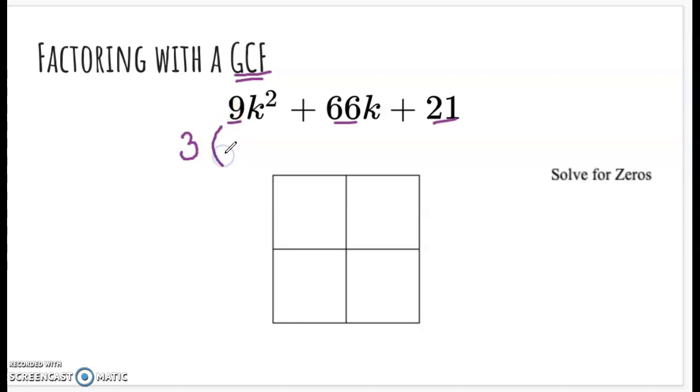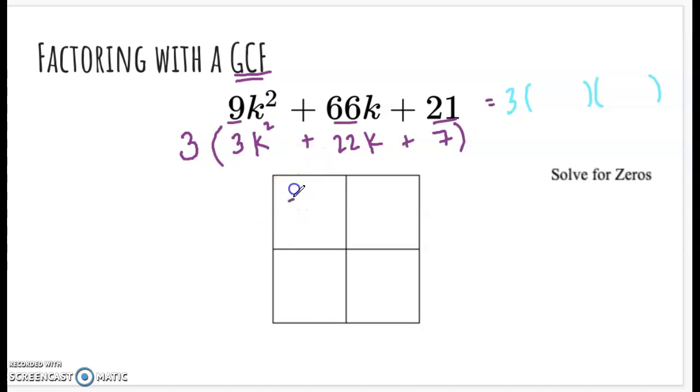So if we do that, if we factor out that 3 first, we're really going to be looking at our factors for 3k squared plus 22k plus 7. And I have a feeling that that's going to factor out a lot nicer. So let's check it out, right? We're going to set that 3 off to the side here. I know my factors are going to come in at the end when we have our final answer.